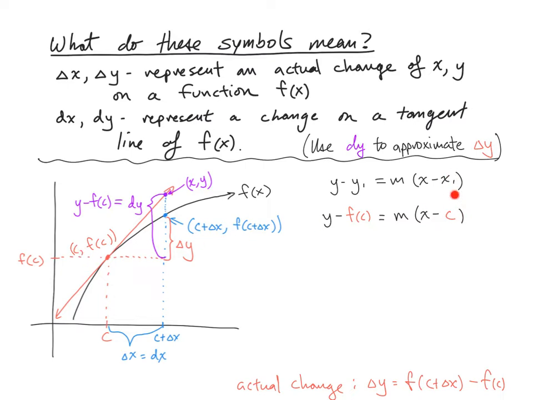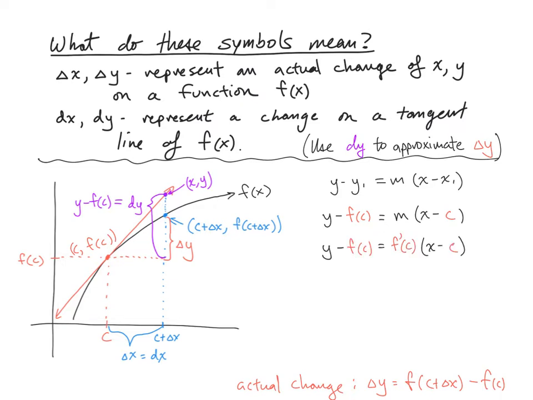Substitute c in for x1, substitute f of c in for y1, and we get y minus f of c equals m times x minus c. From there, we can also substitute the value of the slope in this equation, because the slope of the tangent line is what we would get if we find the derivative of f and substitute c. So the slope of the tangent line here would be f prime of c.